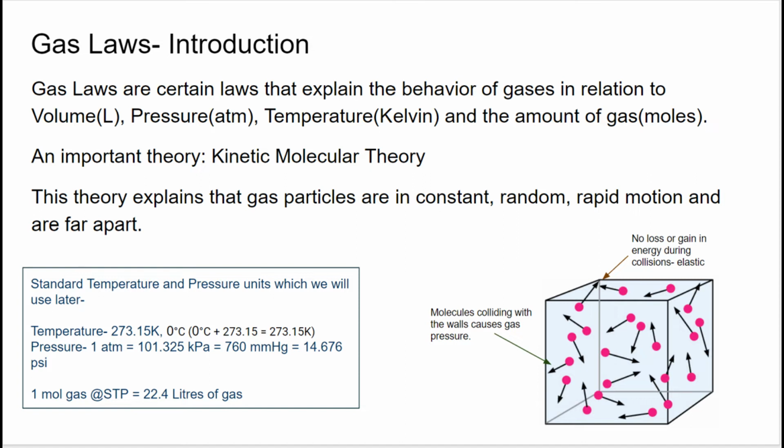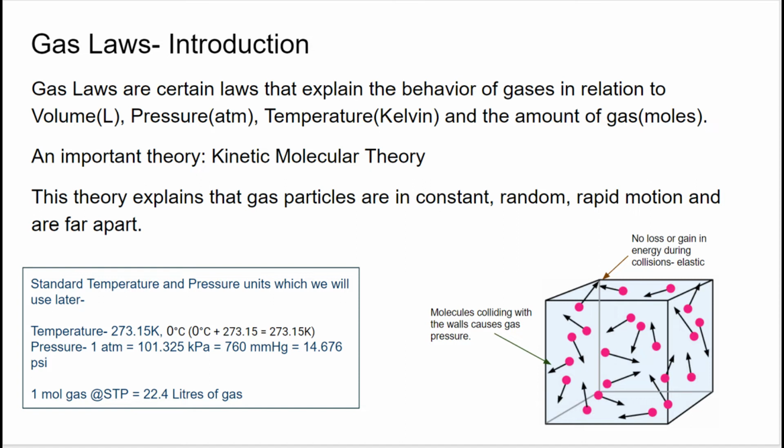In this, we can say that the gas particles are in constant random rapid motion, and also that there's no gain or loss in the energy during collisions, or that the collisions are elastic, and also that the molecules colliding with the walls causes gas pressure.